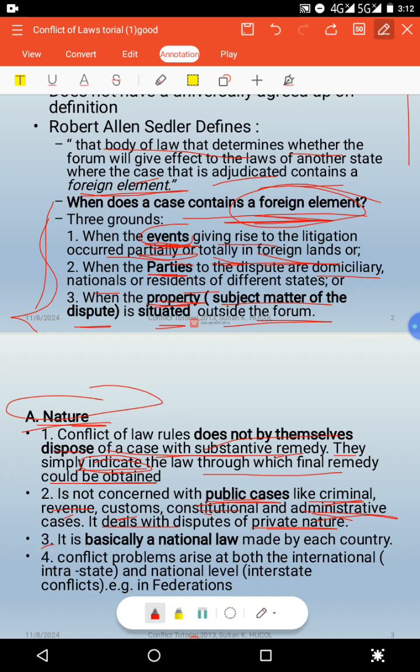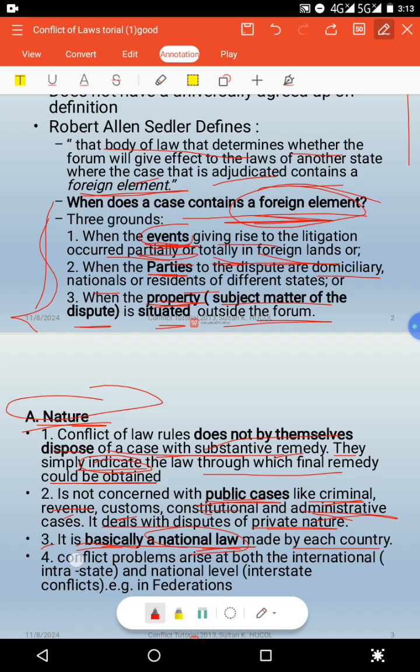The third point is that it is basically a national law made by each country. It is a national law because it governs its own nation, or it governs its nationals. So it is basically called a national law made by each country.